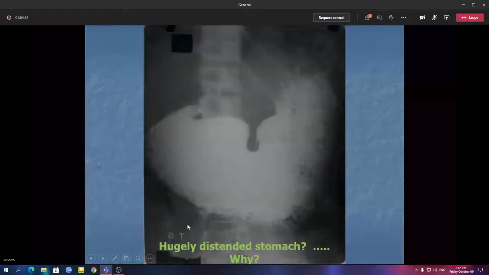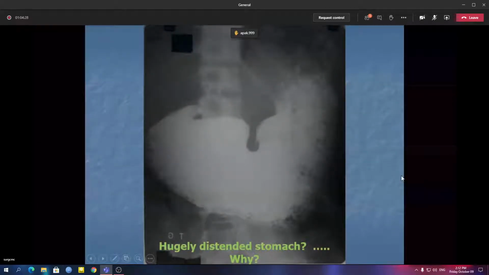Again, another feature of hugely distended stomach. See, this is the pelvic bone. Can you see the pelvic bone? Stomach has gone down like anything. This is the pylorus out here. Now, why is the pylorus obstructed?